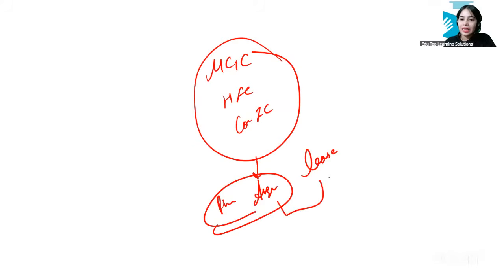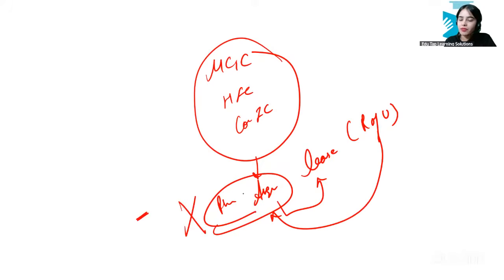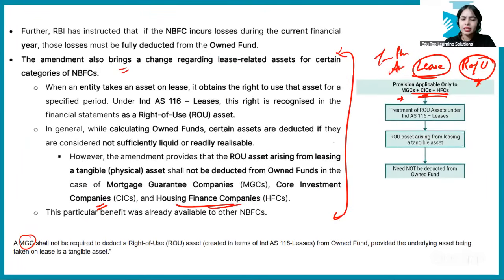So if they have taken any physical asset on lease and they have the right of use of this physical asset, they do not have to deduct these physical assets from their own fund. Any confusion here? Any confusion? Yes, but still it has been said, because even if it is on lease, the right of use is with the company. That's why it has been clarified.